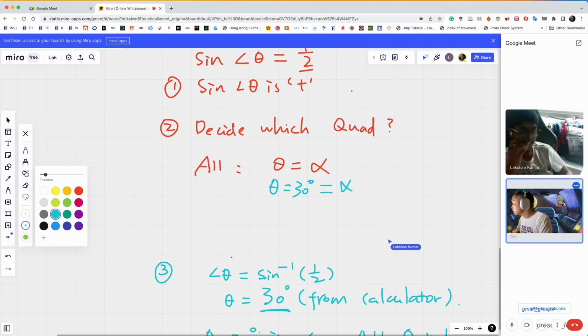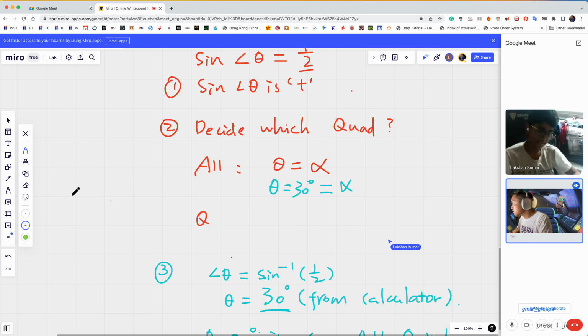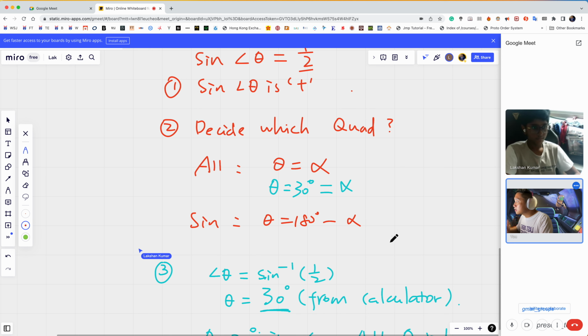Good attempt. Let me rewrite so that I have space. The sine formula is theta equals 180 minus alpha. Since the calculator's theta equals 30 gives you the hint that it is from the all quadrant, that's why you wrote this down just now. So now you know the basic angle alpha is 30, because of the formula here. Therefore, you can make use of the alpha.